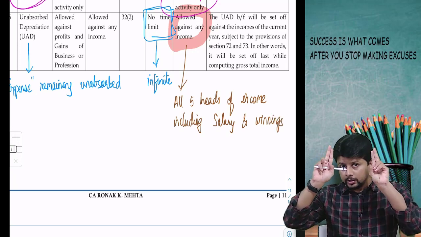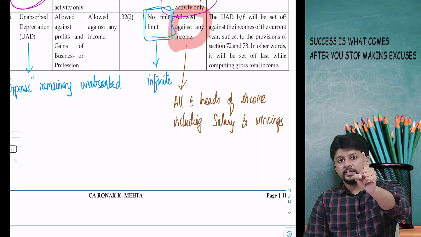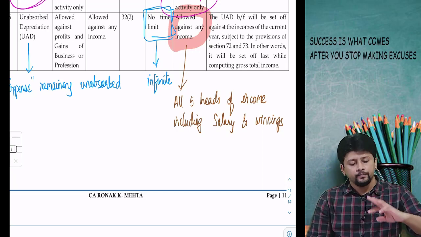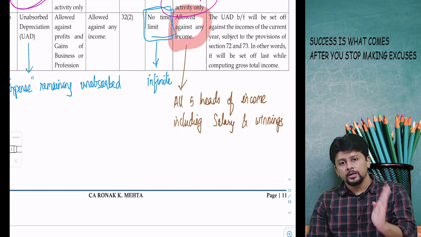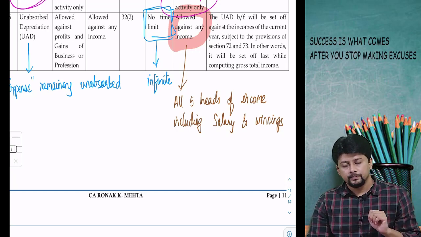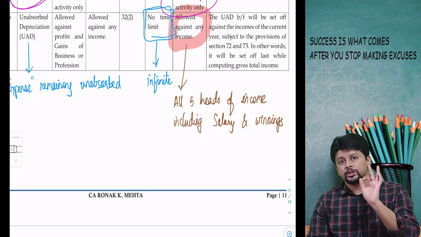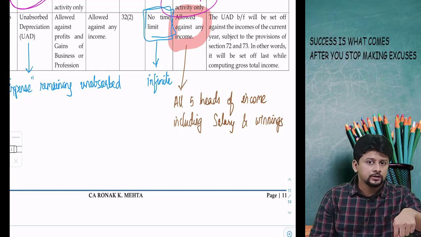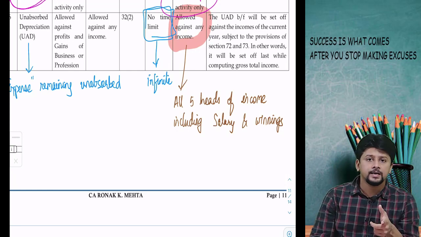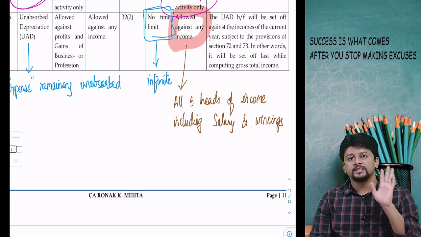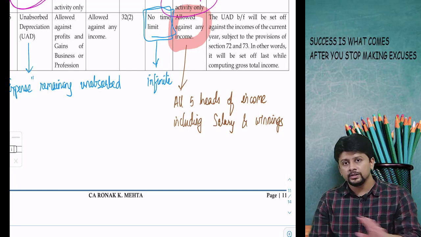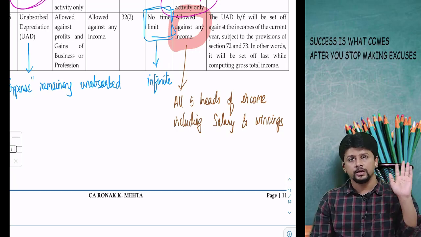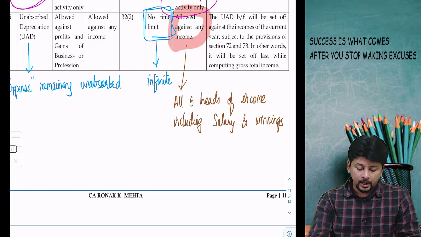Losses, remember the word, losses cannot be set off against winnings. This is not a loss, this is an expense. Expense remaining unabsorbed can be set off against winnings. Non-speculation loss cannot be set off against salary. This is not a loss, this is an expenditure remaining unabsorbed, and it can be set off against salary income also. There is no restriction of 8 years or 4 years. It can be set off without any restriction of time.